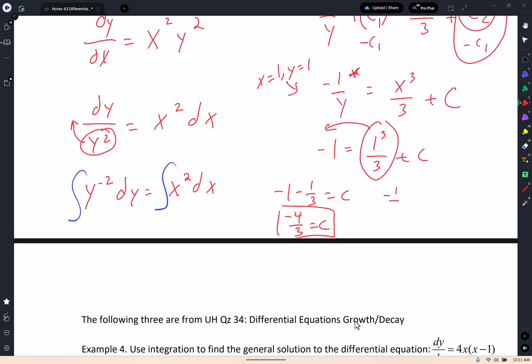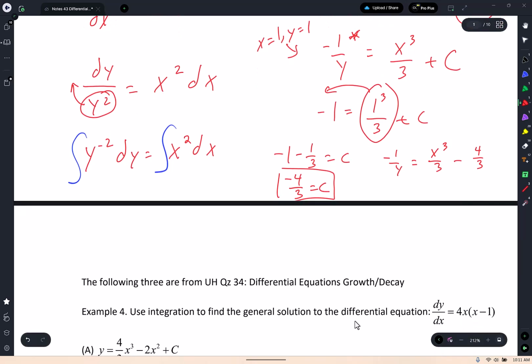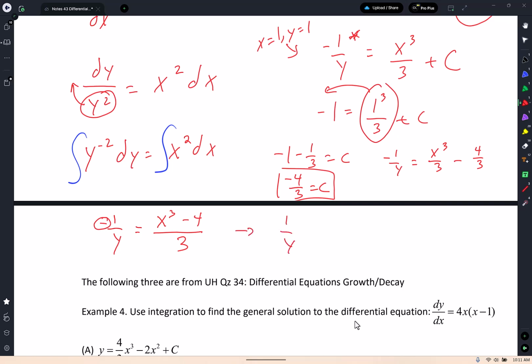So I'm going to write this expression again, this one right here. Negative 1 over y equals x cubed over 3 minus 4/3. I'm just doing algebra now. I'm going to write at the top of my margin here, but hopefully you have more space than I do. 1 over y equals x cubed minus 4 over 3. I just combined because they had the same denominator, 3 and 3. I'm going to move that negative, times negative 1. So here's what I have. 1 over y equals 4 minus x cubed over 3.